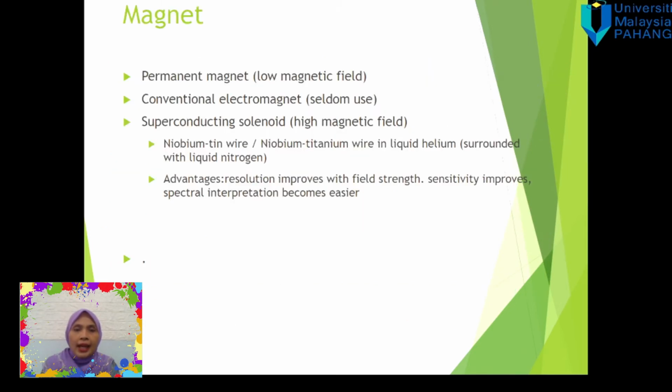And this is the criteria needed for the magnet, which is that different magnets provide different magnetic fields, and the most commonly used is the superconducting solenoid, which provides a high magnetic field, and the material inside is niobium thin wire. The advantage of this superconducting solenoid is that it improves field strength and sensitivity, and when it is more sensitive, the signal is easier to interpret.